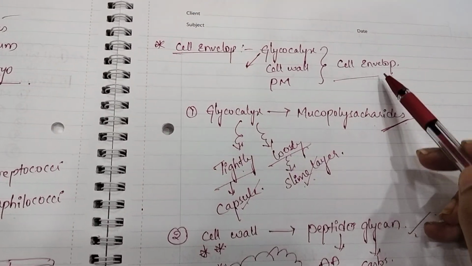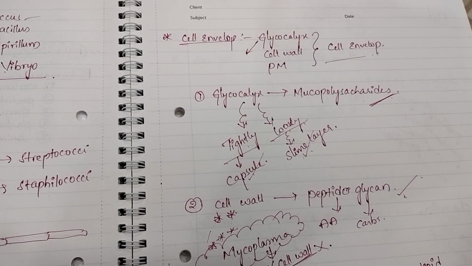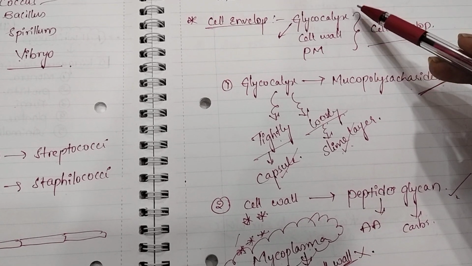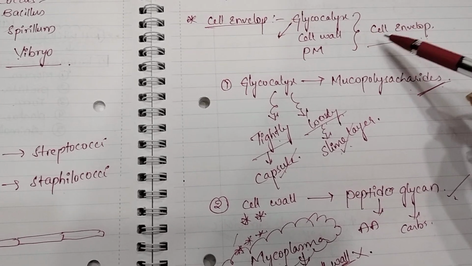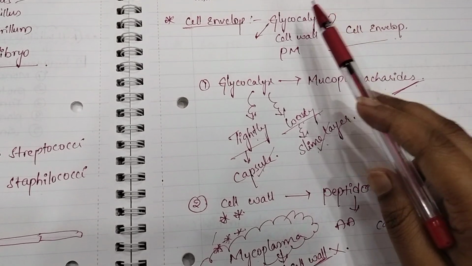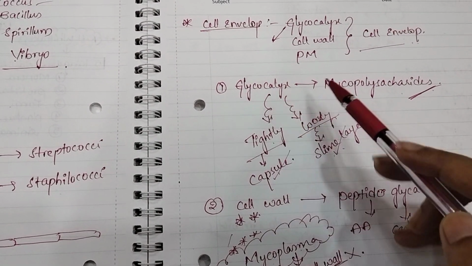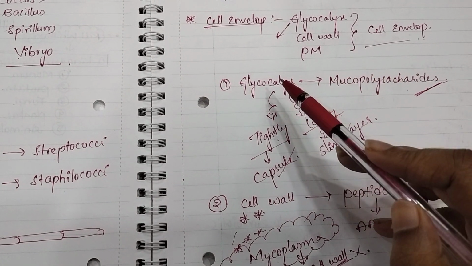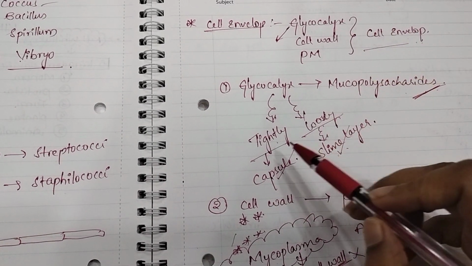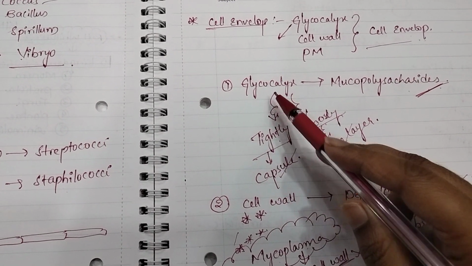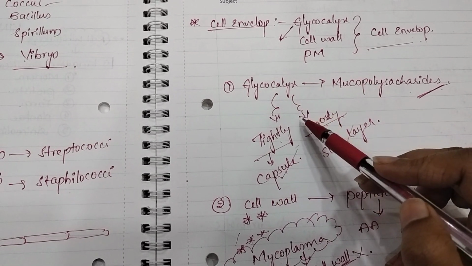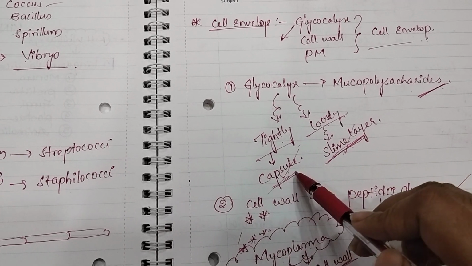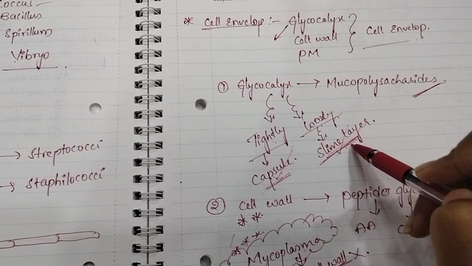The first one is the cell envelope. This cell envelope is composed of the glycocalyx, cell wall, and the plasma membrane. We said that all these three layers together are called the cell envelope. Let us see the first layer, the glycocalyx. This glycocalyx is made up of mucopolysaccharides. If this layer is present tightly, then it is called a capsule. If the glycocalyx is arranged loosely, then it is called a slime layer. This is all about the outermost layer, the glycocalyx.